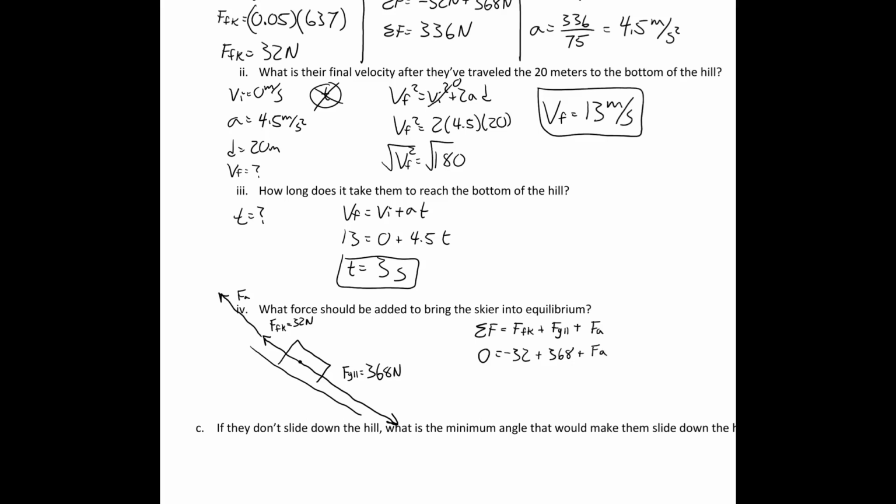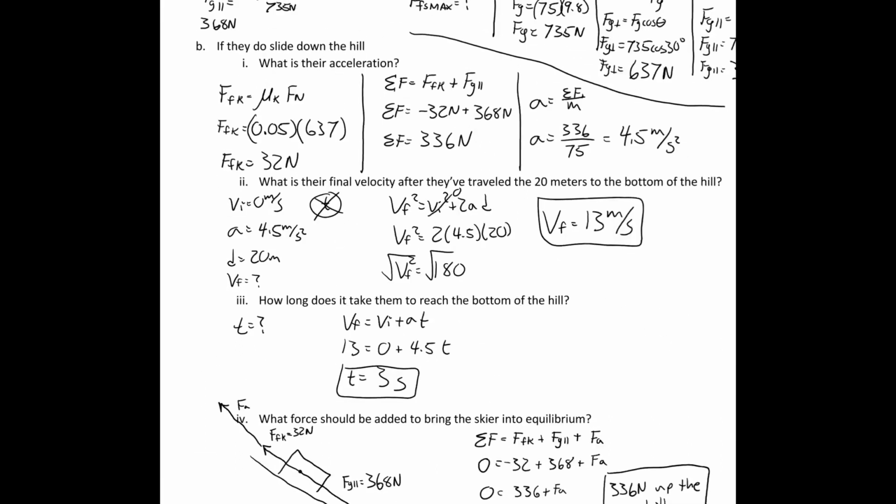So now you get 0 is equal to 336 plus FA. You subtract 336. So the applied force, you get a negative number, which is what we expected. It's in the same direction as the frictional force. So you get 336 newtons. If you wanted, you could say 336 newtons up the hill in the same direction as the frictional force.